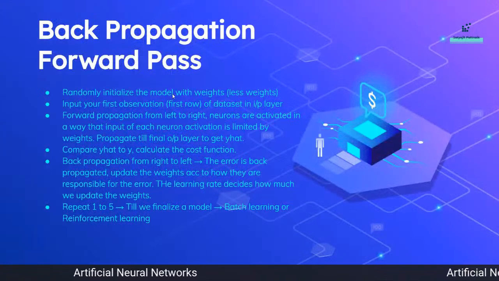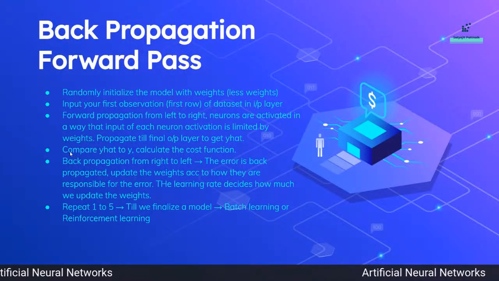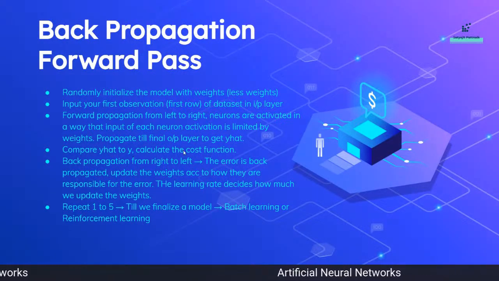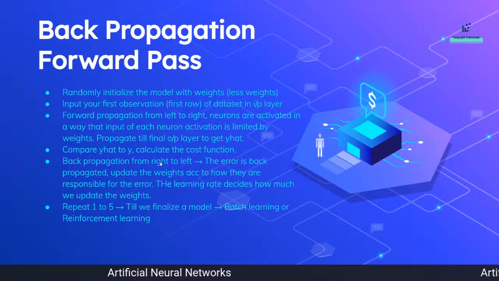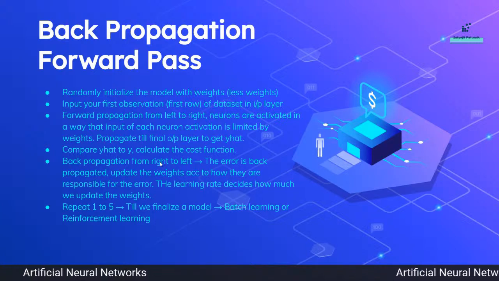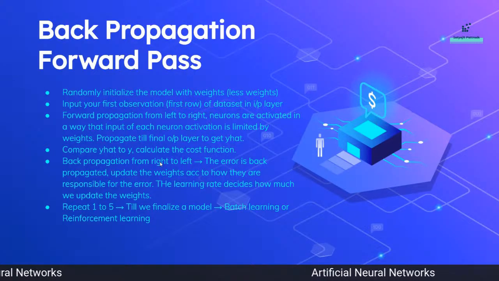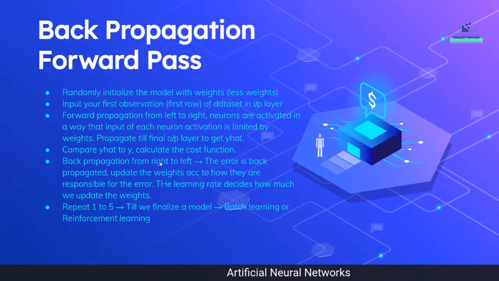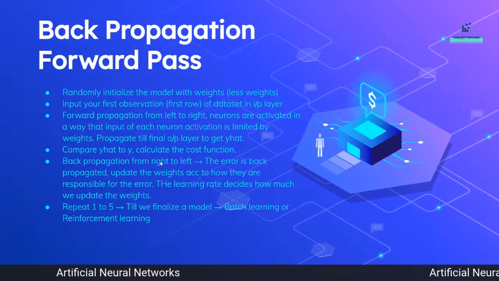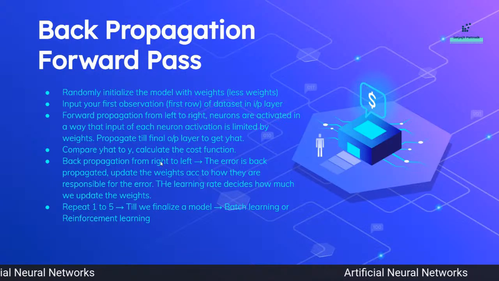This is the basic concept of forward pass and backward pass. Compare y hat to y, calculate the cost function. Back propagation from right to left, the error is back propagated. Update the weights according to how responsible they are for the error. The learning rate decides how much we update the weights. And we have to repeat this till we finalize a model.